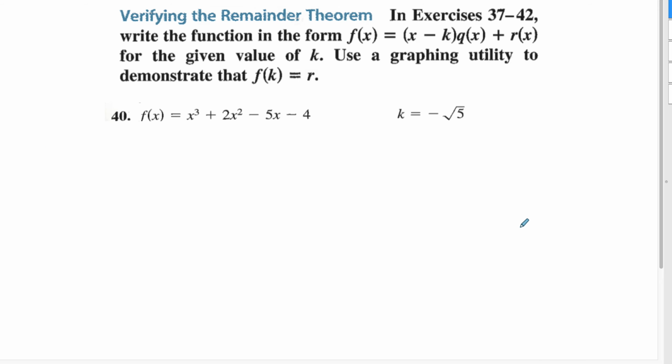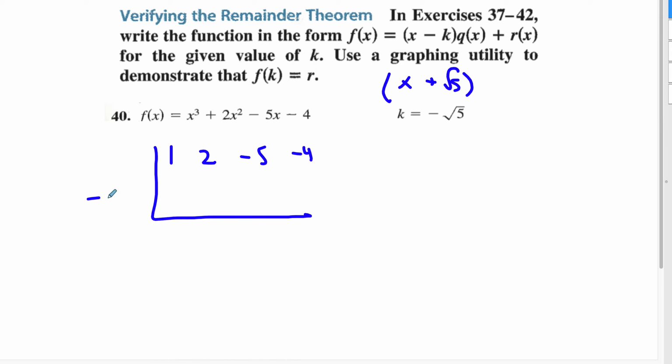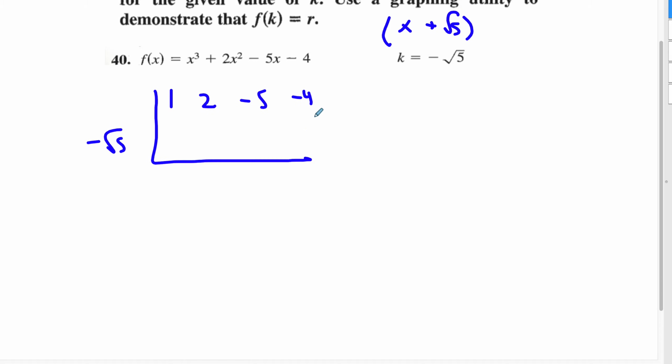Okay, so now, use a graphing utility. So because this is k, this is kind of like saying x plus root 5 is one of the factors, right? That's what we're dividing by, which means we can use synthetic division. Cubed, squared, linear, constant. Now, just because it's a negative root 5 doesn't mean it doesn't work, okay? So I have to be willing to be a little bit patient.